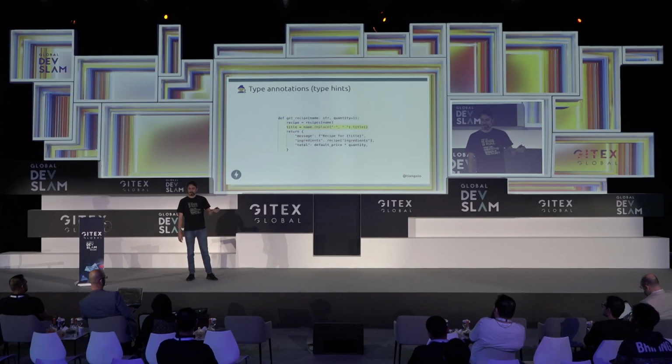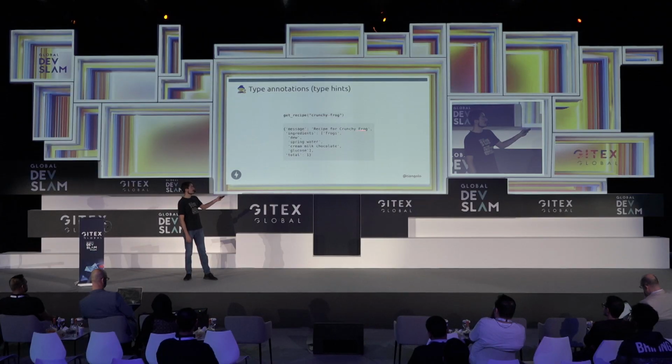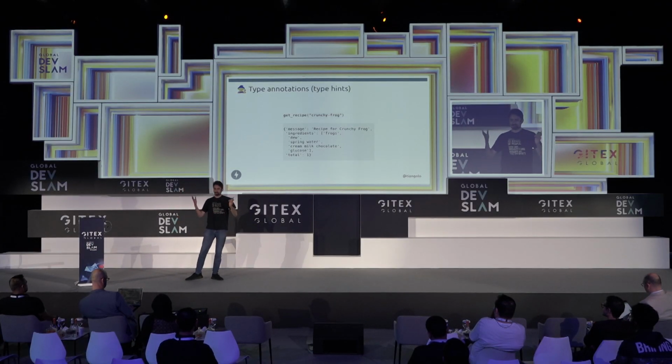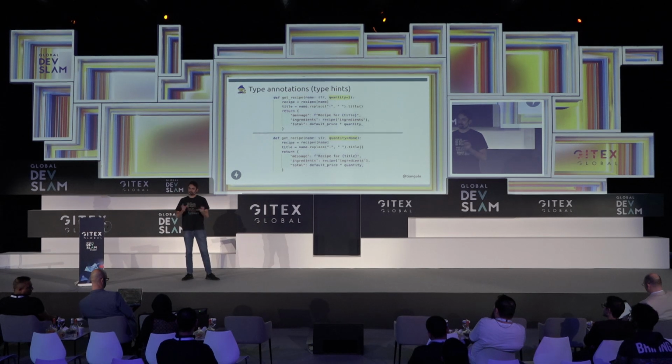Now, this is what the final result is, and now we can put the title in here. And when we call the function, now we get this nice message here instead of the crunchy dash frog. Well, that's what these type annotations do for us. Now, let's say that we want to refactor this function a bit.